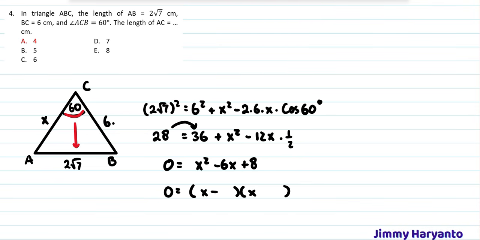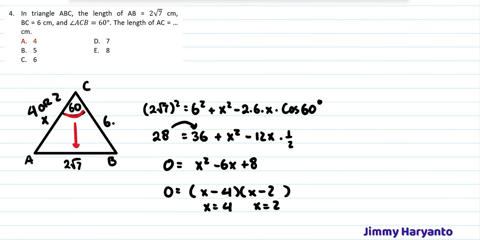So 0 equals to x squared minus 6x plus 8. Let's factorize it like this. So x equals to 4 and x equals to 2. Okay. That means the length of AC can be 4 or 2. The one that is available in the option is 4, so you have to choose 4.